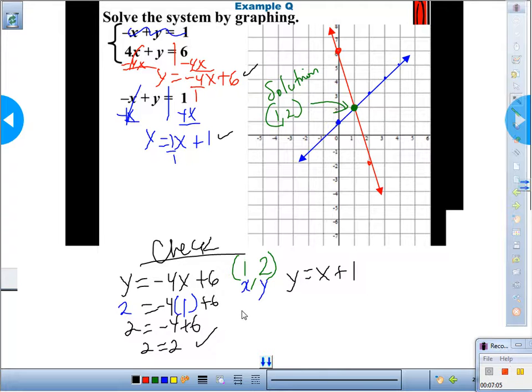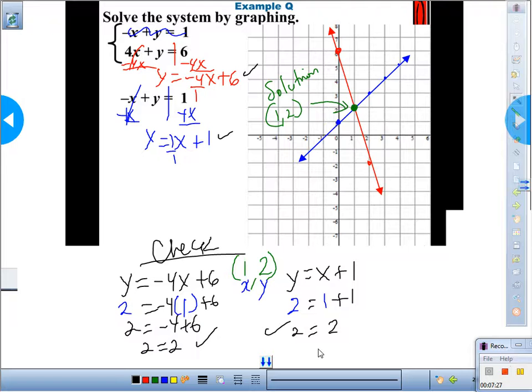However, it cannot only be true for one, it has to be true for both equations. So let's do the same thing for the other. Instead of y, what do I substitute? 2. Instead of x, I substitute 1. Bring everything else down. What is 1 plus 1? 2. Is 2 equal to 2? Yes. Therefore, it is a solution.